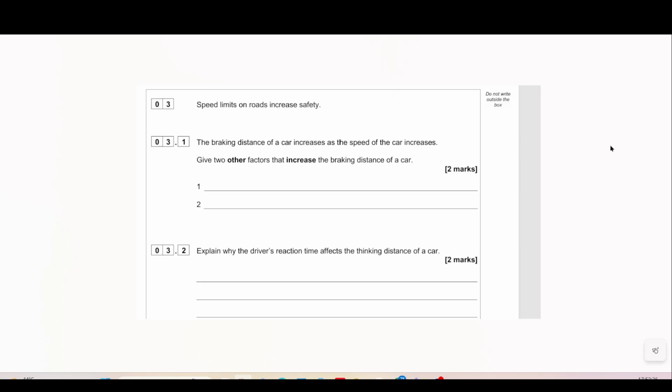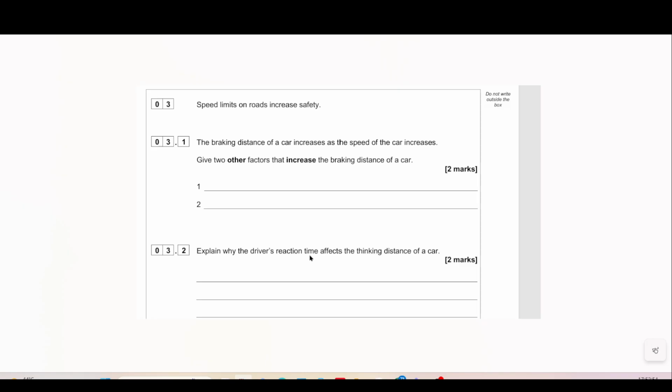For the surface of the road, you have to write poor conditions of tires, or if the road is wet or icy, right?